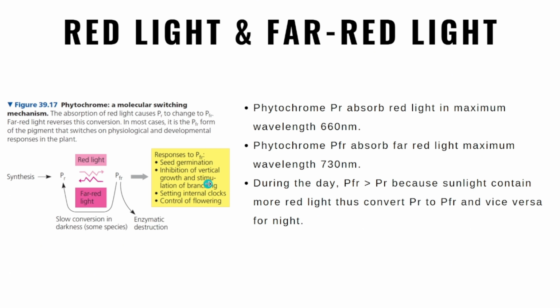And in general, red light will increase the percentage of seed germination, inhibit vertical growth, stimulate branching, and control flowering. So in our syllabus, we focus more on control of flowering. Seed germination is not our focus, but you just need to know in general that if the Pfr pigment is high, it can induce the seed germination process.